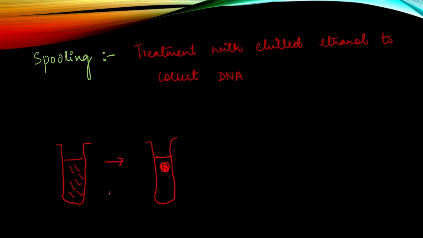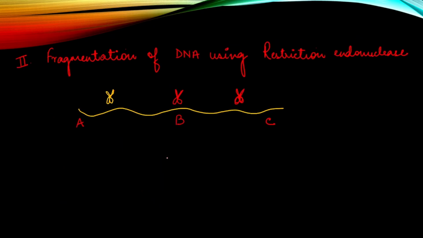How have we precipitated this? We have precipitated this with the help of chilled ethanol. This is not drinkable, you cannot drink this. So this is what we call spooling. Spooling is basically treatment with chilled ethanol to collect the DNA. Now we will get this DNA.